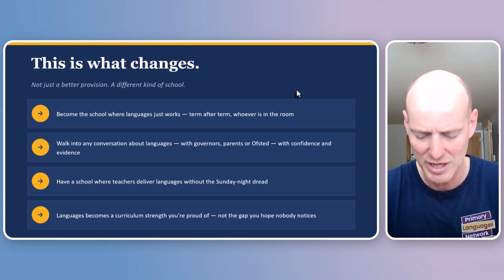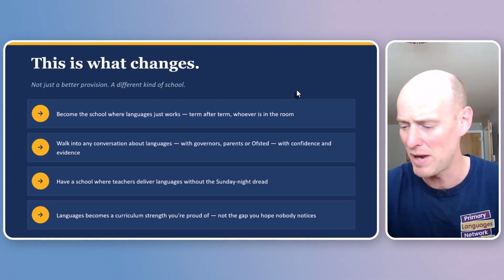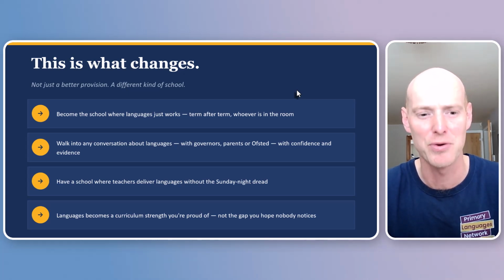You walk into a conversation about languages with other head teachers and you're the ones boasting about it. With governors, parents and Ofsted as well. With confidence, and you've got the evidence, you've got the papers, you've got the proof.